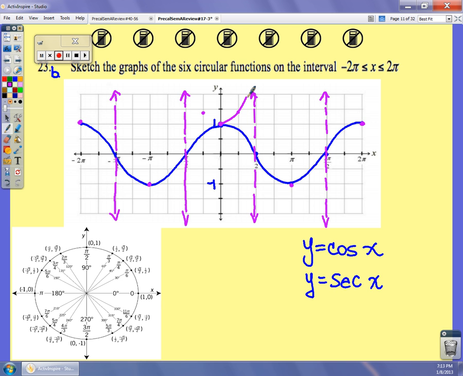And then we can see what the shape of the secant function will be. Remember, it also will approach the asymptotes in each case, but never reach them. And the graph would be what we're seeing here in pink.